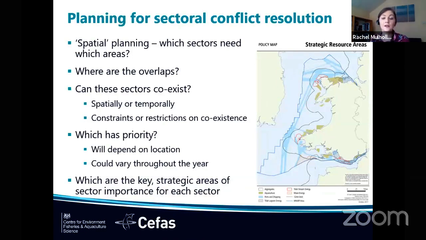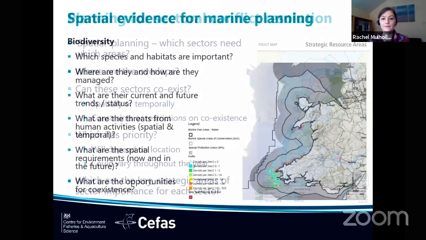This kind of planning requires up-to-date, accurate evidence on sectors, resource availability, ease of access, quality of resource, as well as the kind of socioeconomic and environmental constraints to each sector. An example of this type of planning is in Wales, where they have been developing strategic spatial planning through identifying the key strategic areas of sector importance for each sector, which is where this map here is from.